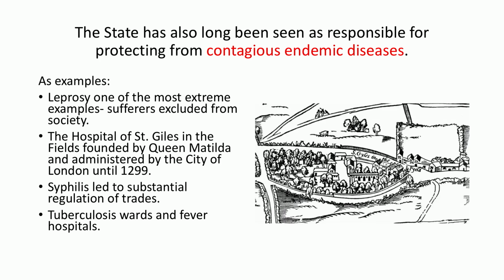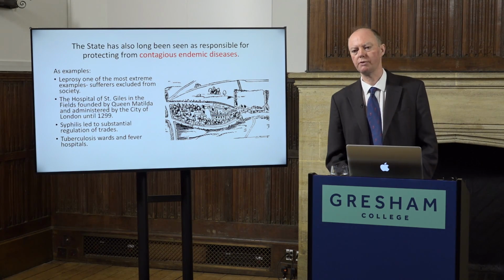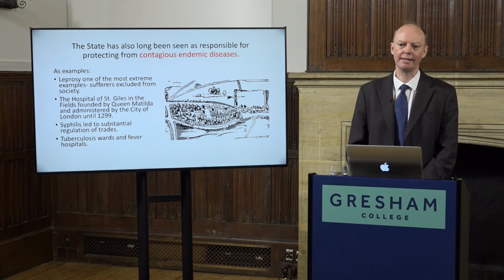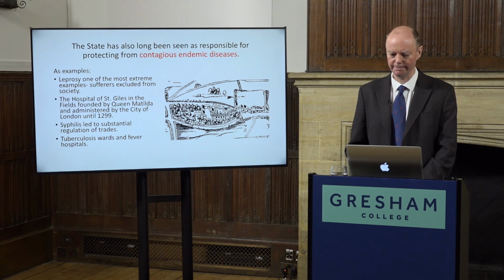And I've illustrated this with the Hospital of St Giles, which was administered by the City of London, where I currently am speaking from, until 1299. So here's an early example of local authorities intervening to take an individual out of society, as it was then perceived, to protect the general population. In fact, a misunderstanding to a large extent of how leprosy was transmitted. And tuberculosis wards, fever hospitals, these have been a responsibility of government of different forms in many societies for many, many years. So the idea that the state should help to protect against infections has been long-standing.